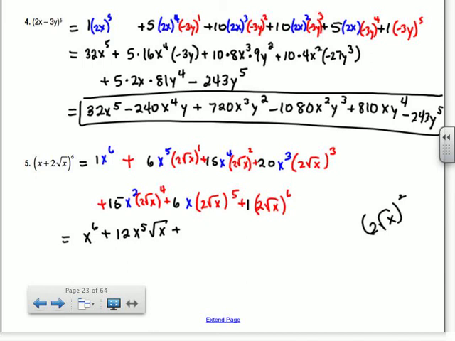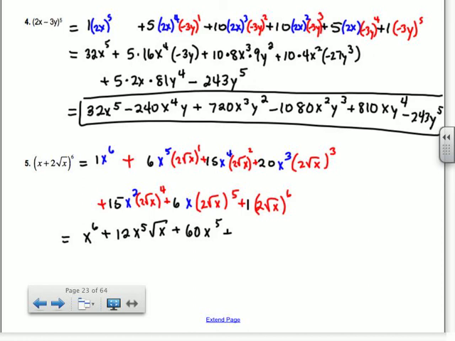Close, not 2x, 4x, right? Because 2 is being squared as well. So you get 4x. So you're going to have 4x times 15 x to the 4th. So you get 60 x to the 5th. Right, the square root of x squared became an x, times x to the 4th made x to the 5th.